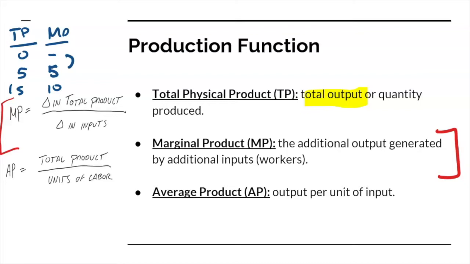And then lastly is our average product. So our average product is the output per unit of input. In other words, we have this equation in green over here. It's just the total product divided by the units of labor. So if I can create 15 total units, but it only takes me two workers to do it, well then the average product is 7.5. It's just the total product divided by the units of labor, or in other words, the amount of workers.